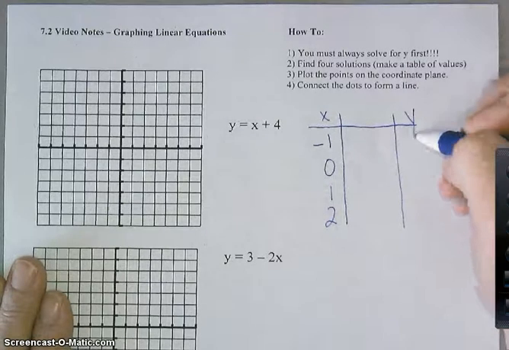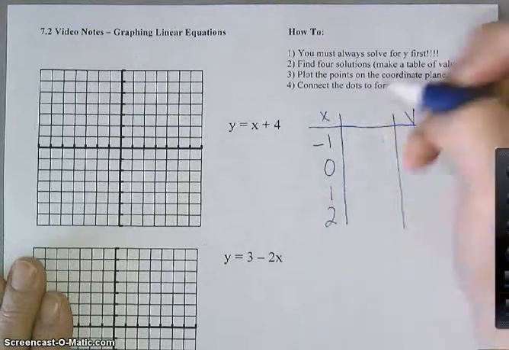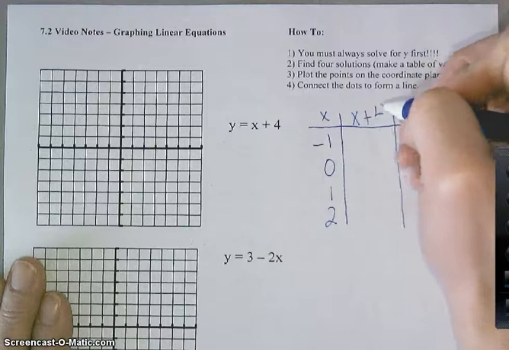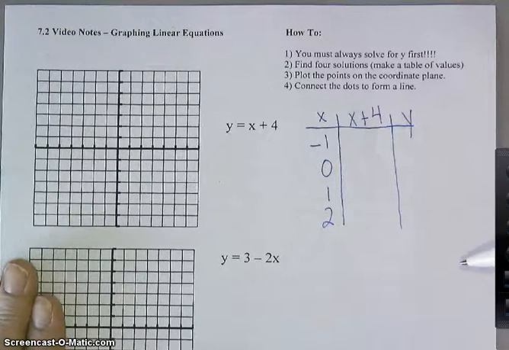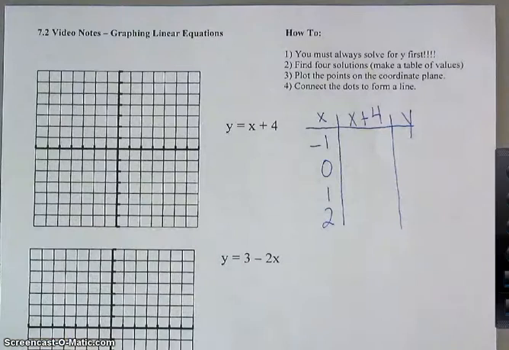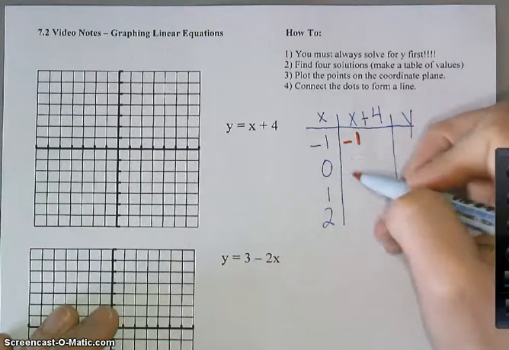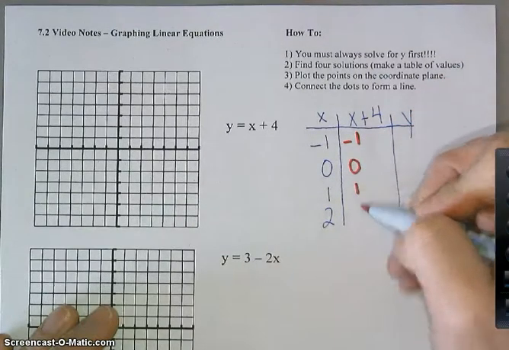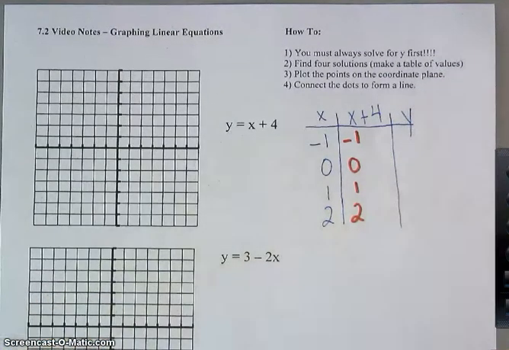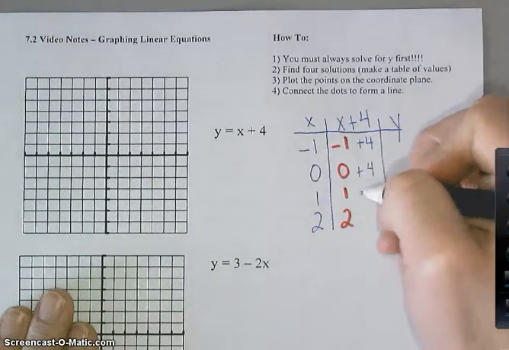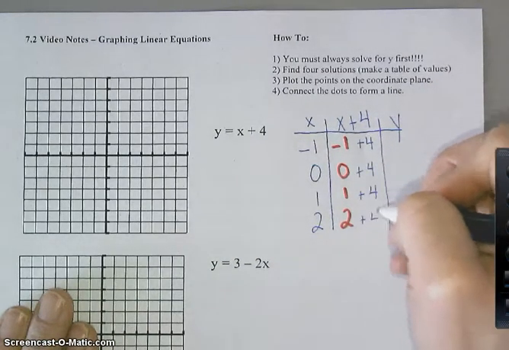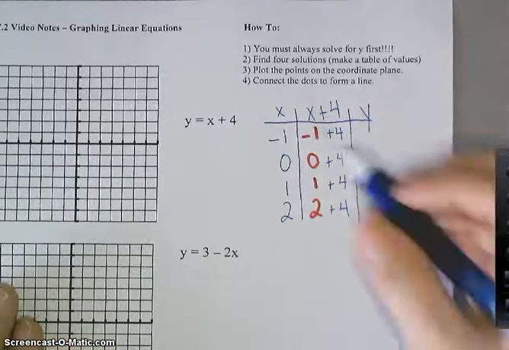Okay, and then this is going to be my function here. So I have x plus 4 that I'm plugging this into. So now, just like we learned yesterday, all we have to do is plug our function in. So I'm going to plug in -1 for x, 0 for x, 1 for x, and 2 for x. And then the rest of my function stays the same. Plus 4, plus 4, plus 4, plus 4. So then now I just have to simplify those.